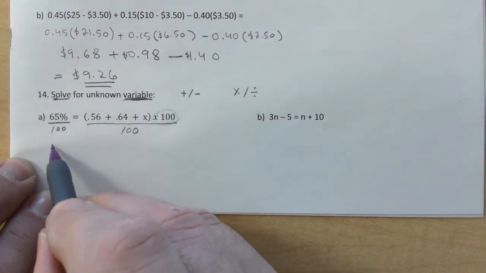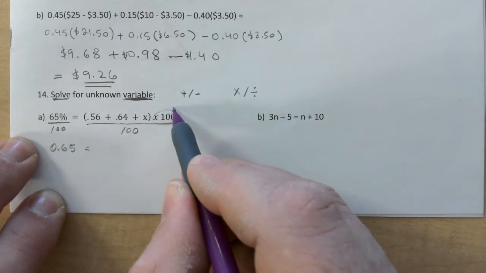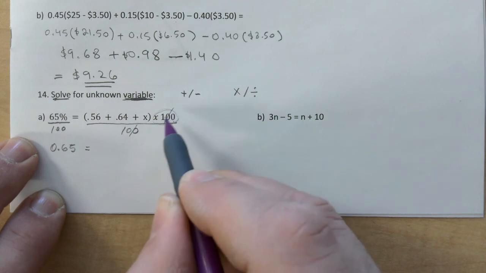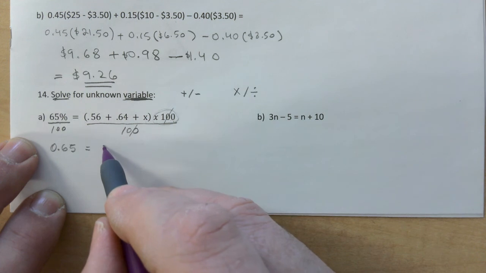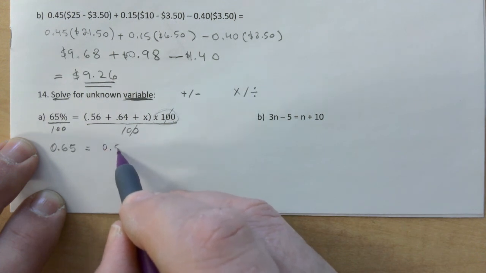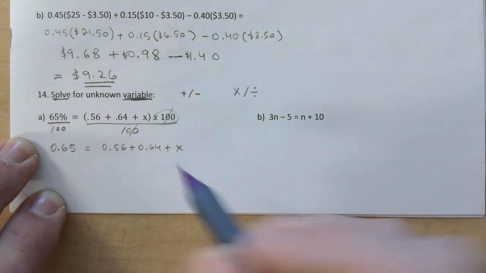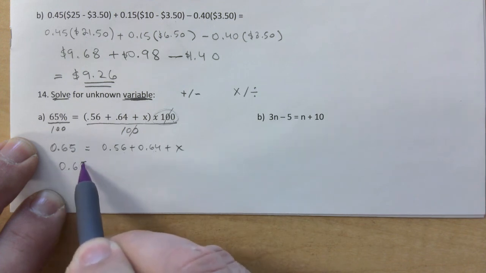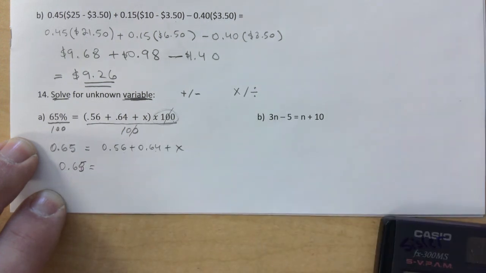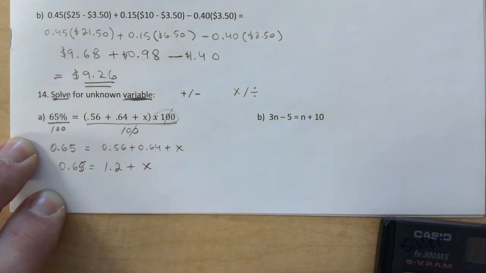That is going to leave us with 0.65. And on this side, we can cancel the 100 and the 100, because if you multiply and divide by the same number, you might as well just get rid of it because it won't affect anything. Then you have 0.56 plus 0.64 plus x left. We can add these numbers up: 0.56 plus 0.64 is 1.2, plus x.